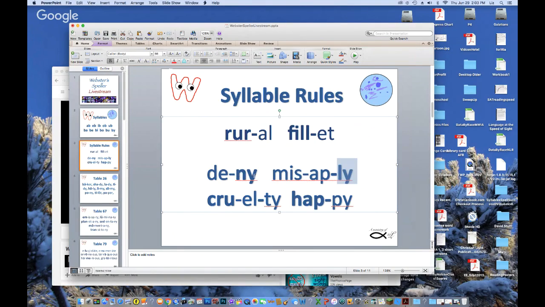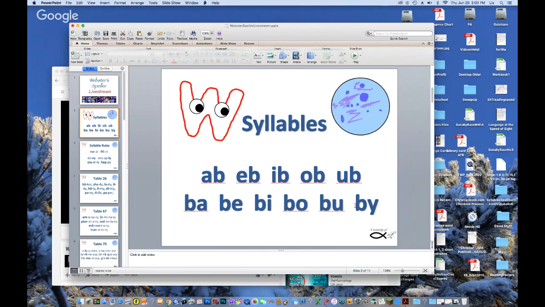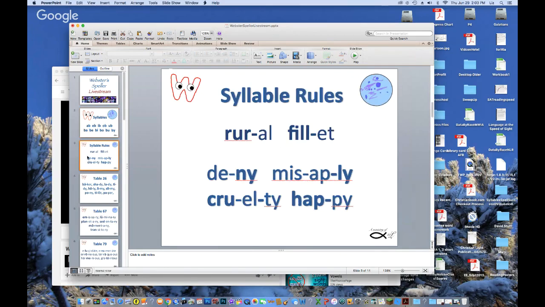And Y is a little bit different. If Y is like in deny and misapplied, then it has its syllable sound, like as we saw before here, baby, bye, boo, bye. It has its normal syllable sound if it's part of the accented syllable. And if it's unaccented, which usually happens at the end, especially of longer words, then it goes to the sound of E. It doesn't schwa, instead it's the sound of E, like in cruelty or happy.